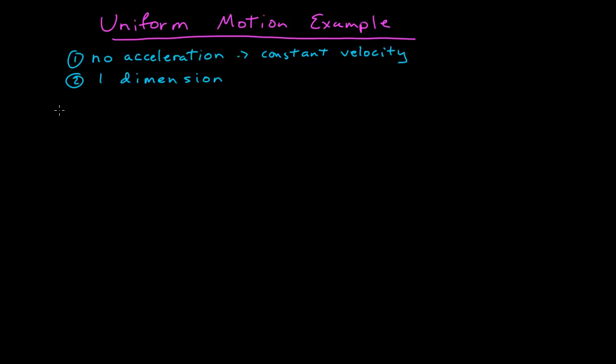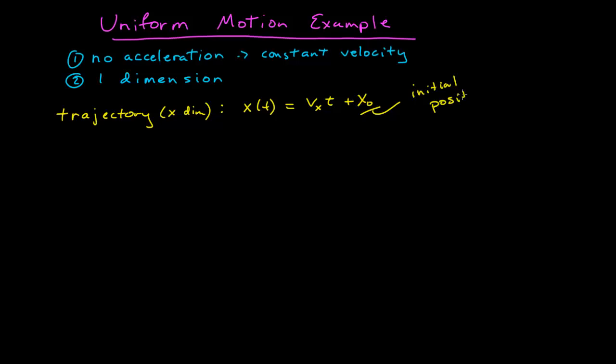So for this case, we saw before that we can write down the trajectory if we're in the x dimension. For this condition, x as a function of time is equal to the velocity in the x direction times time plus a constant x naught, where that is the initial position. Otherwise, the position at t is equal to 0.